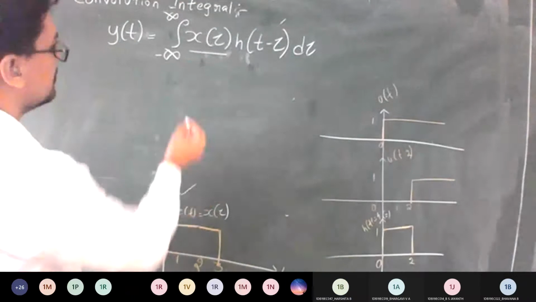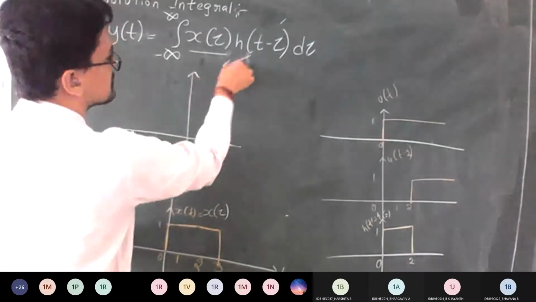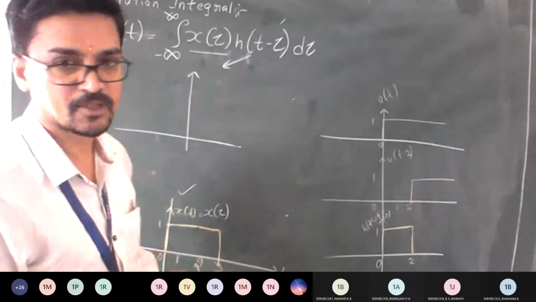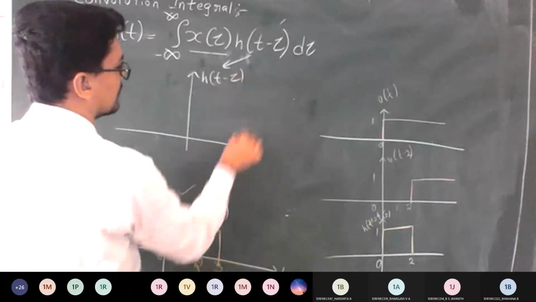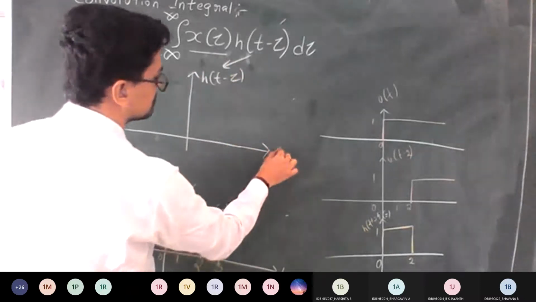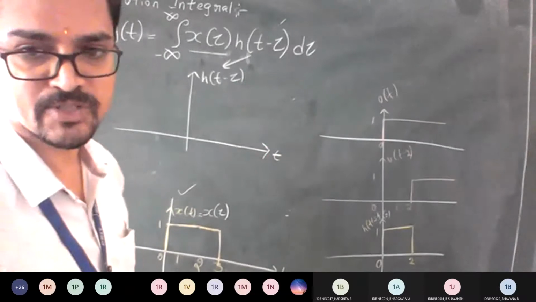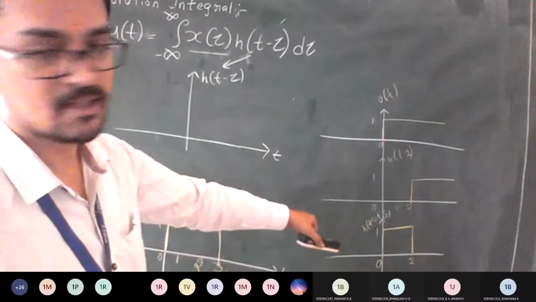Before that, tell me how to plot h of t minus tau. If you're able to plot this, then only I can do convolution with my input x of tau. So now you should tell me how to plot h of t minus tau. How exactly does the signal look? How exactly does my h of t minus tau look? You have h of tau with you. We can have a reference there.